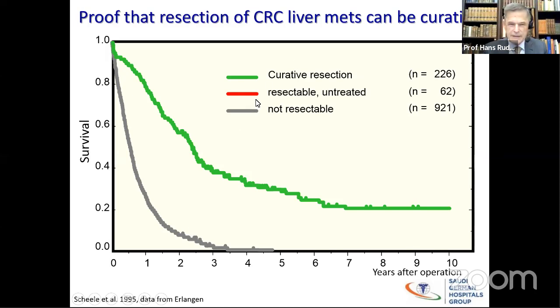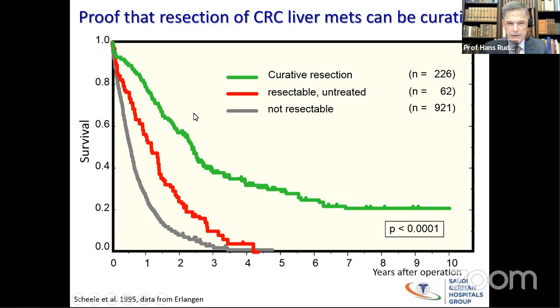But then he did something else and looked for those patients who were resectable, but for this or that reason were untreated. And he looked what happened with these patients which could have been resected but weren't. And these are slightly better than the not resectable patients, but all are dead after 5 years, as you can see here. This is a very good proof that this is not selection. Otherwise, the red curve should have been here.